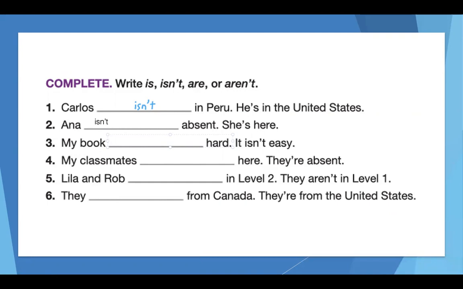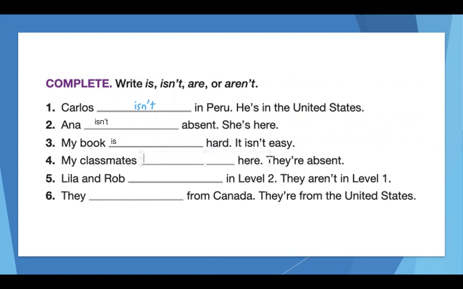It isn't easy. All right, so the second part kind of gives us the answer. If something isn't easy, then what would we say? We would say it is hard. My book is hard. It isn't easy.